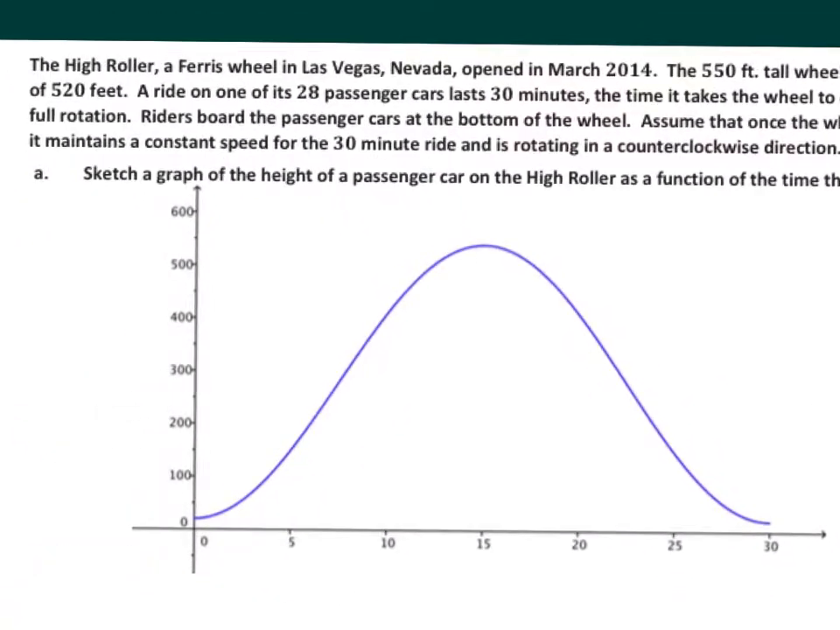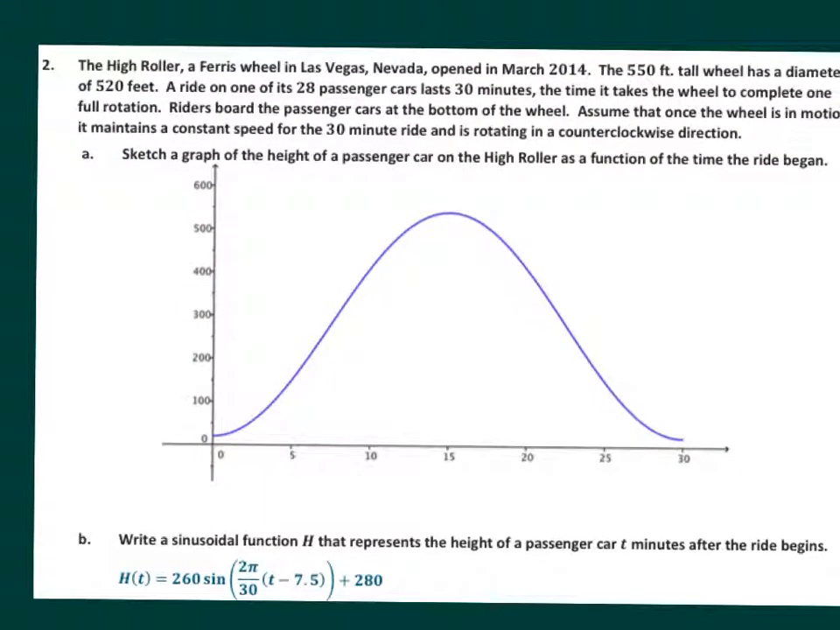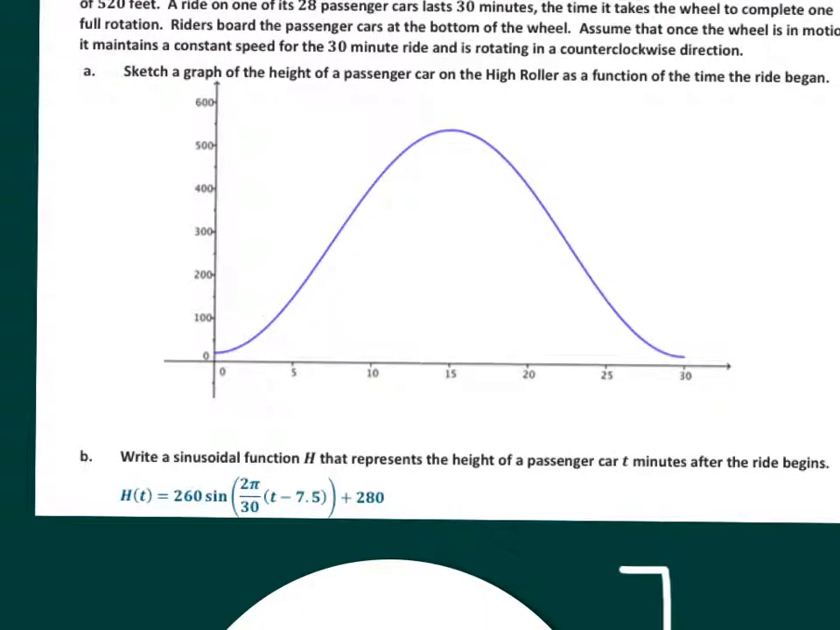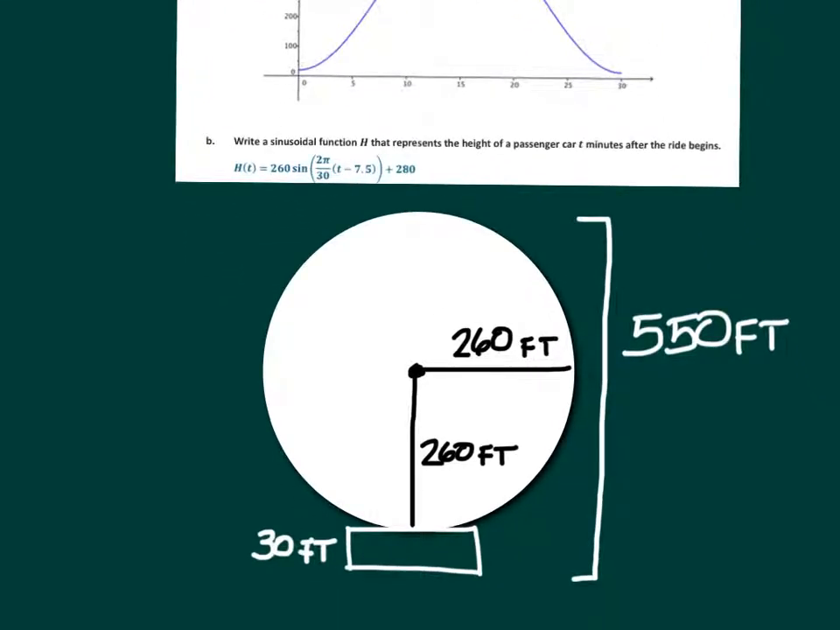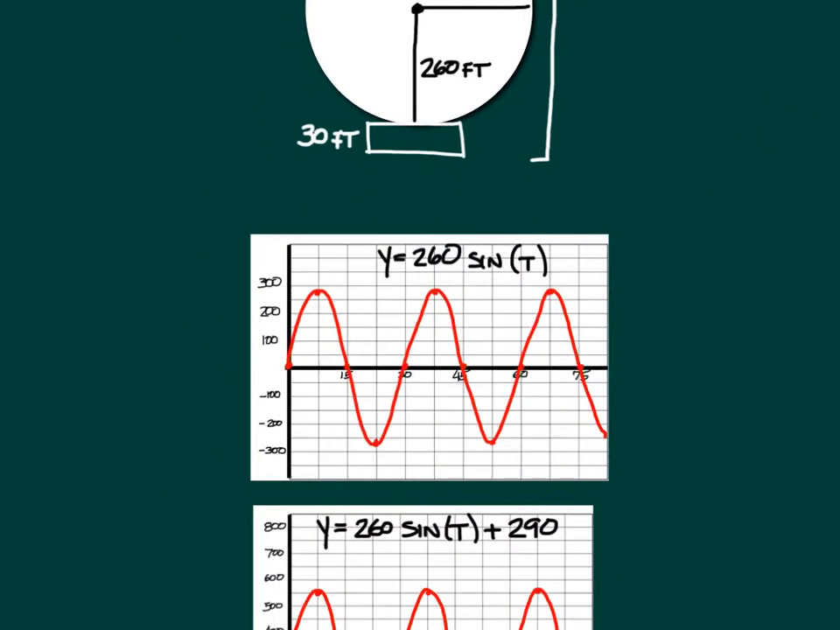Okay, and the other important piece of information was assume that once the wheel is in motion, it maintains a constant speed for the 30-minute ride and is rotating in a counterclockwise direction. 30 minutes to make one rotation. Oh my. Okay, well here it is. There's the wheel. It has a radius of 260. That's half of 520. The distance from the very top down to the ground is 550, so that's a difference of 30 feet. They had 20 for some reason. That's the setup for the problem.